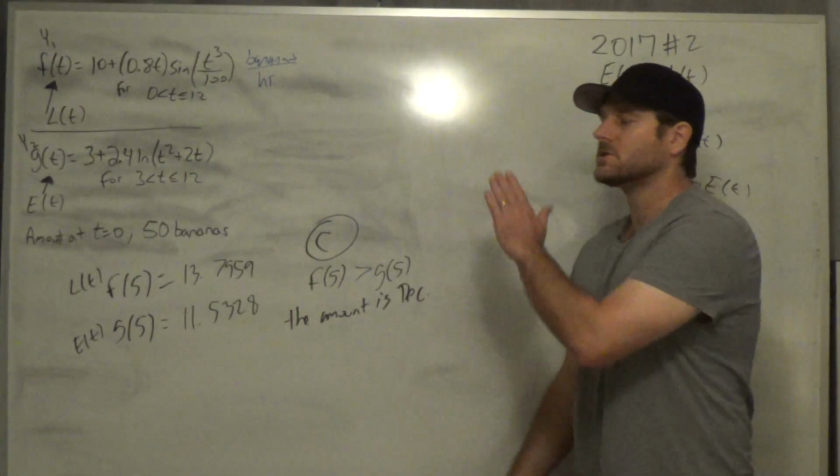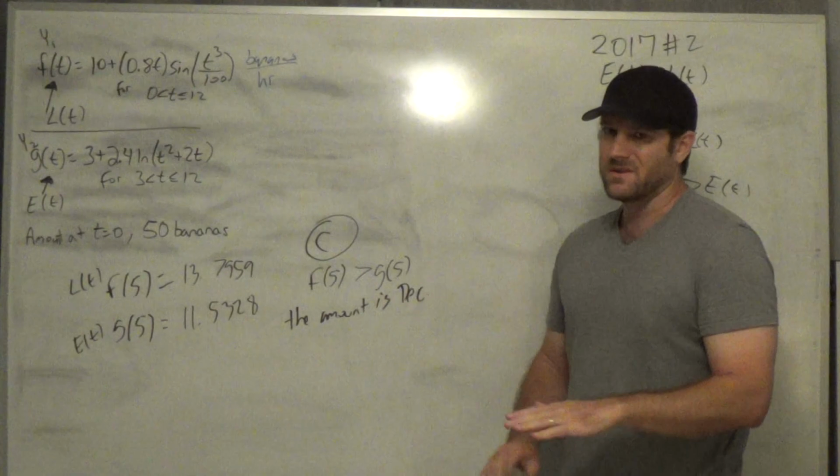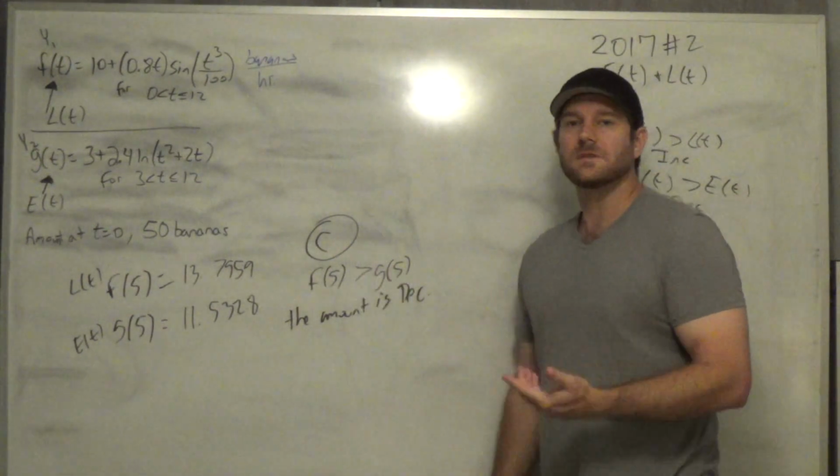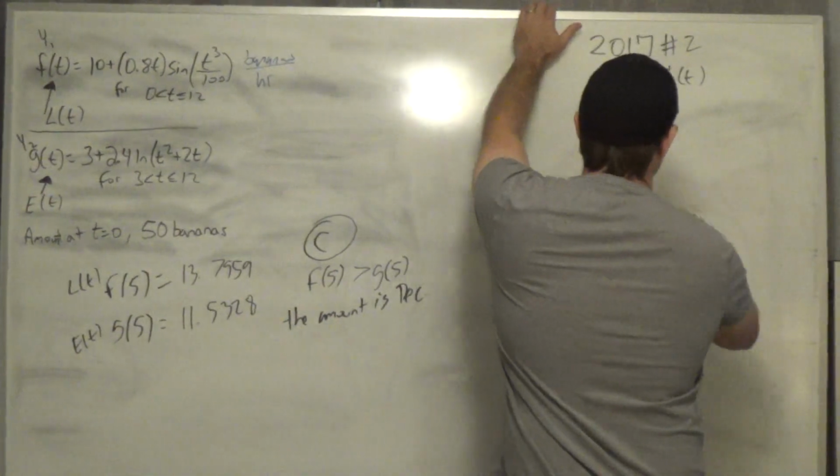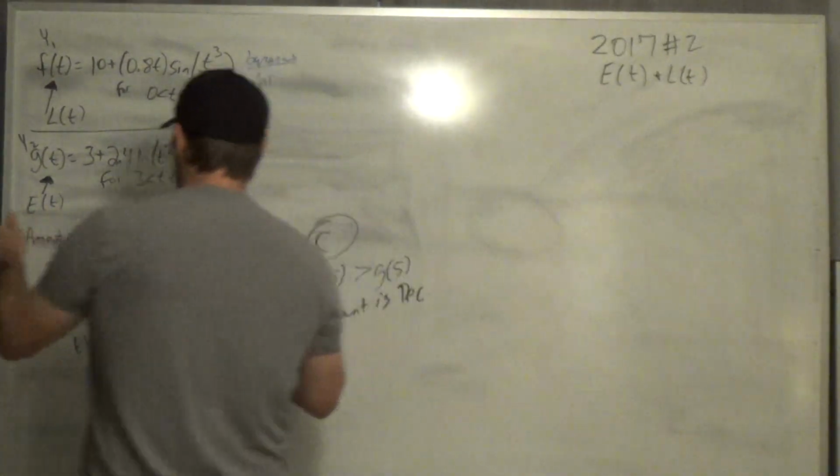And while some parts of this question might not be on your AP exam this year at all, they're not even allowed, this is one of the parts that is allowed, comparing the rates to see if some amount is increasing or decreasing. All right, let's go to part D, the last part.